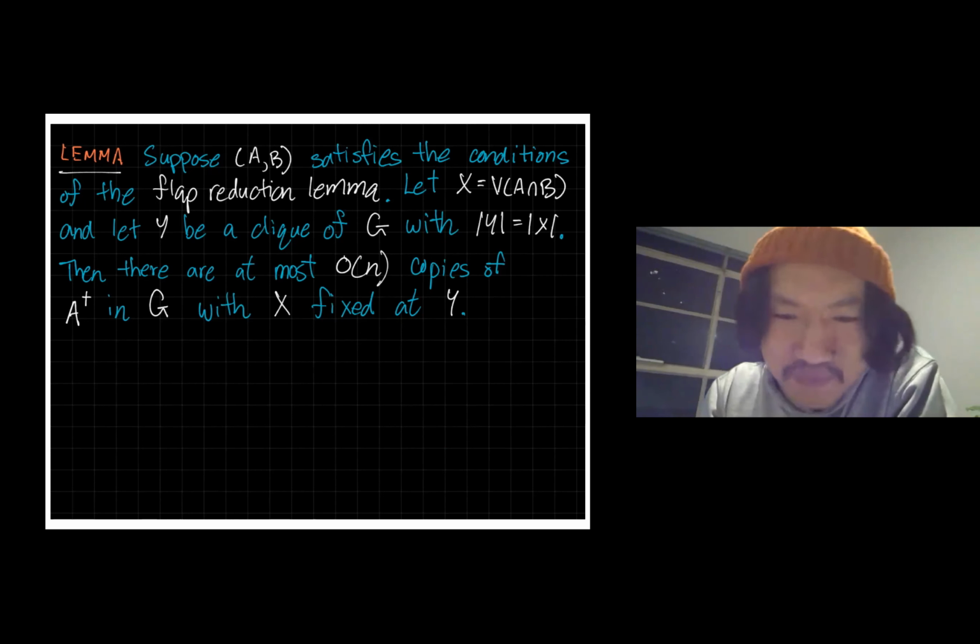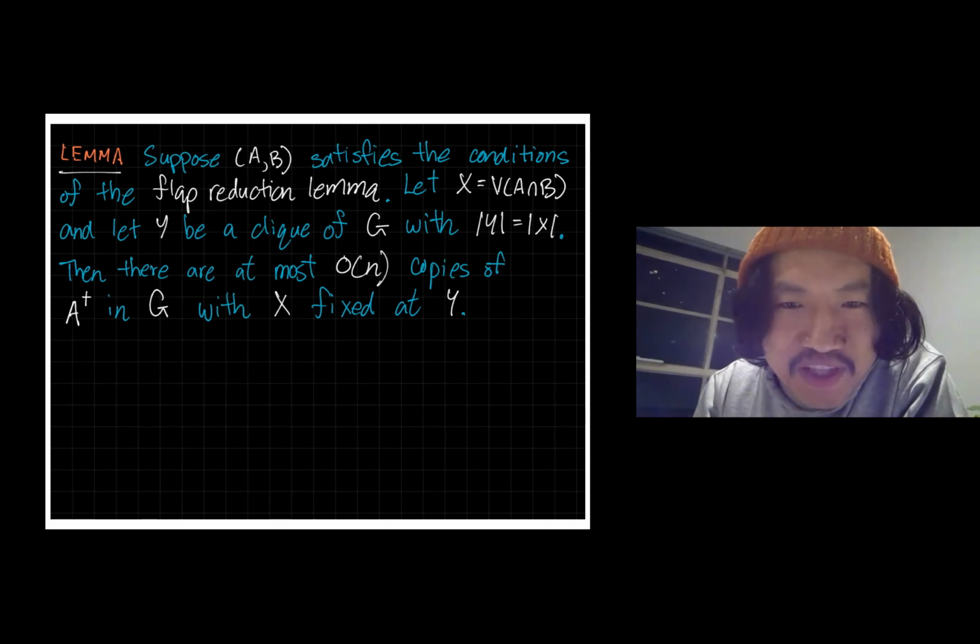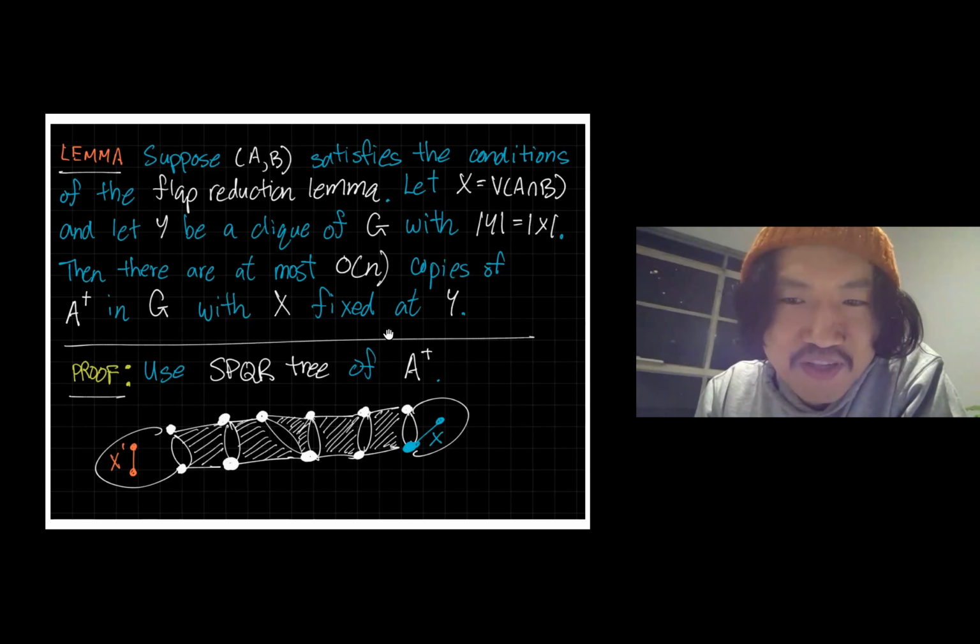Okay, so anyway, you don't really have to read all of this stuff. This is just the setup where I've reduced on some flap. Once you do that, you can look at where in G the boundary vertices get sent to. That's the set X here, right? And it turns out that the structure of this planar part is quite nice. If you look at the SPQR tree of this A plus, you can prove quite easily that it's a path, actually.